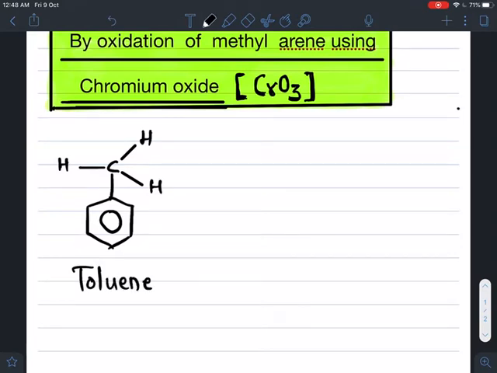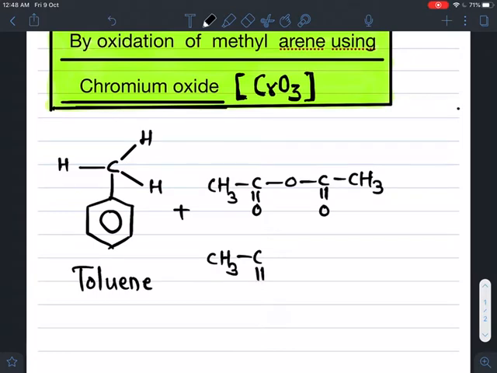So toluene, when it undergoes oxidation in the presence of CrO3, reacts with acetic anhydride. The formula of acetic anhydride is CH3CO-O-COCH3. To balance this reaction, 2 molecules of acetic anhydride are required, CH3COO-COCH3.